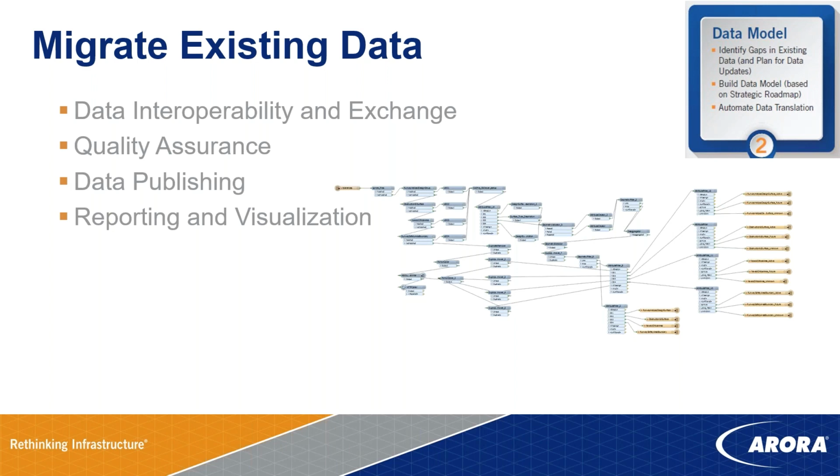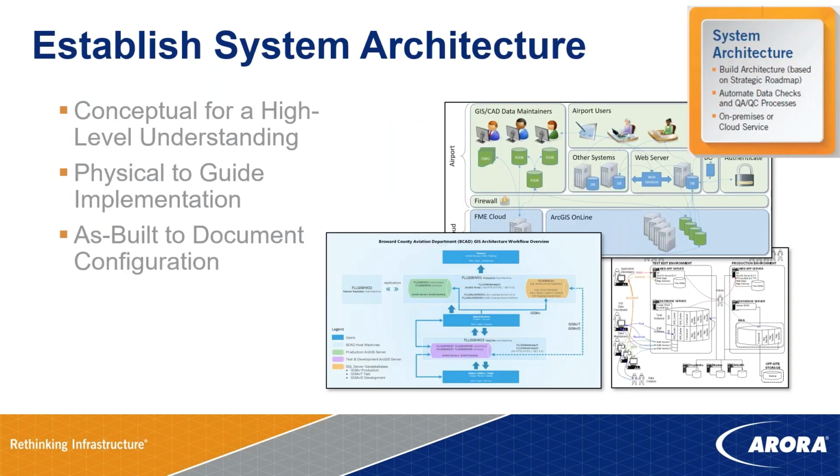But with your database populated now, your next step is to establish how your data will be shared at your airport. And in this phase of system architecture, you'll not only be establishing the architecture, but we're big proponents in documenting it for reference. From conceptual to as-built, it's important to record this information and what technology is being used and where it is located. Is it in the cloud or is it on premise? This phase really sets the foundation for publishing your data at the airport.